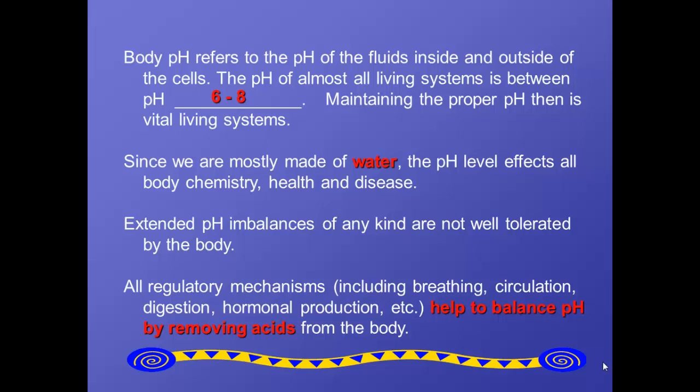Now we know that living systems prefer to keep their pH between about 6 and 8. Because we're mostly made of water as living things, the pH level, how acidic or how basic we are, is going to affect all the reactions that happen in our body, and thus it's going to affect our health. If you have a pH imbalance for a really long time, the body doesn't tolerate it very well.